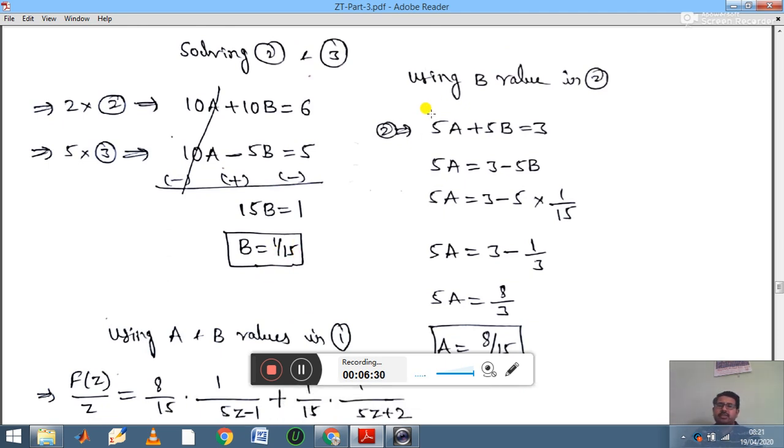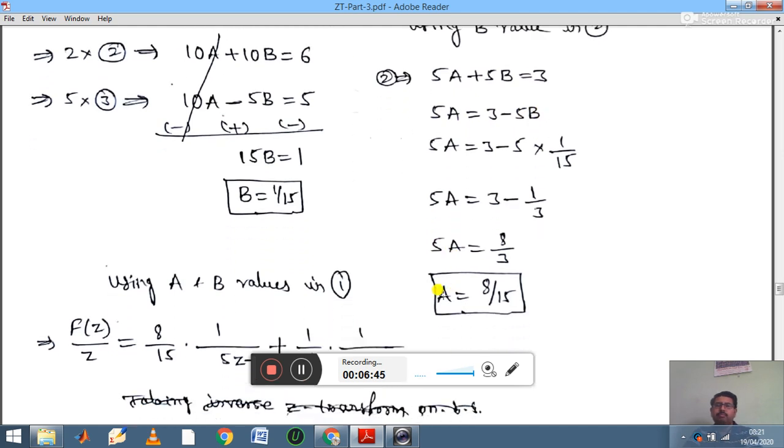Then you take equation 2 and substitute the b value here. Equation 2 is 5a plus 5b is equal to 3, so 5a is equal to 3 minus 5b. If you use the b value, you get the final a value: a is equal to 8 by 15. The b value is 1 by 15, the a value is 8 by 15.